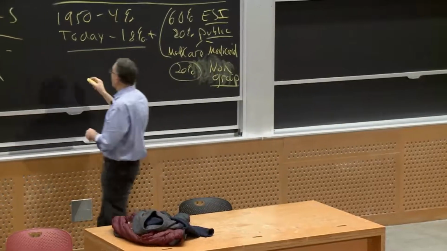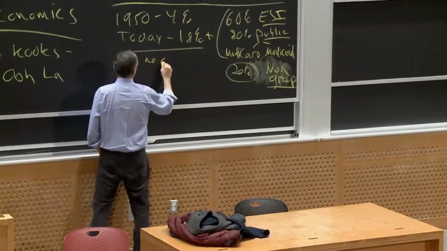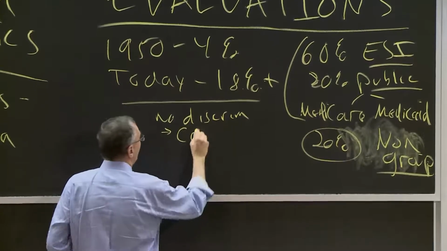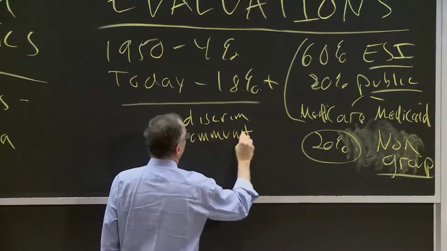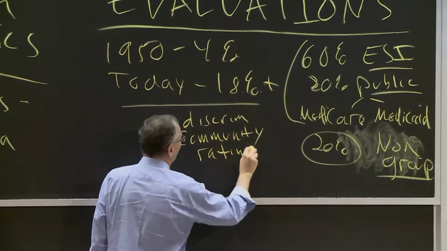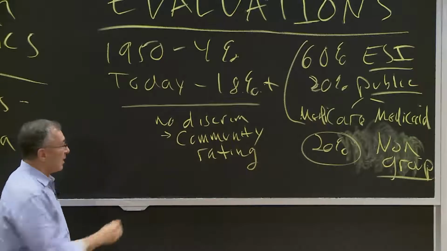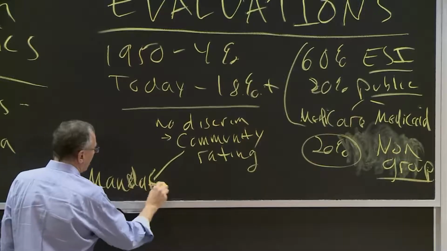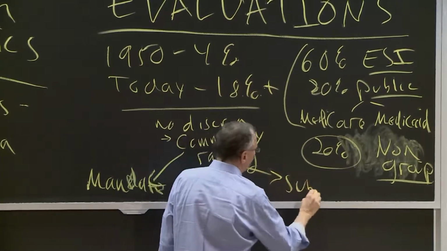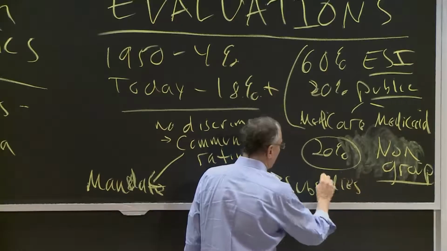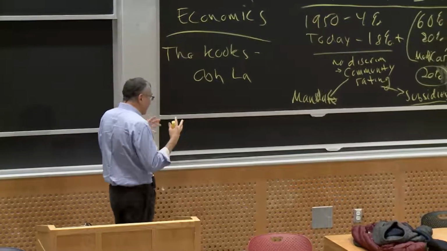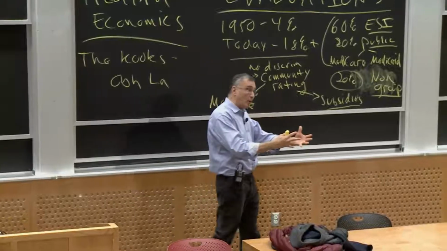So the three legs of the stool were no discrimination, or what we call in health insurance terms, community rating, which means you have to charge everyone the same thing. Matched with the mandate was the second leg, matched with subsidies. Okay? To basically make it affordable. So essentially the idea was, by doing all three things at once, you make health insurance affordable for low-income people.